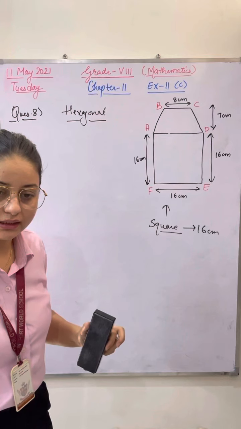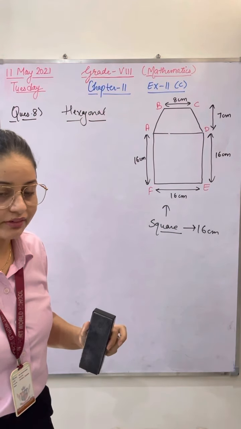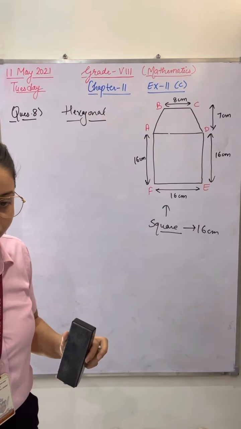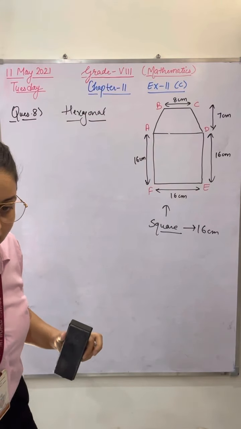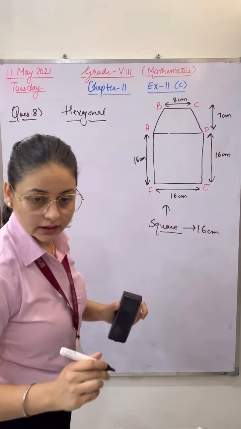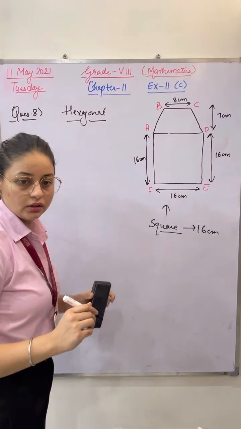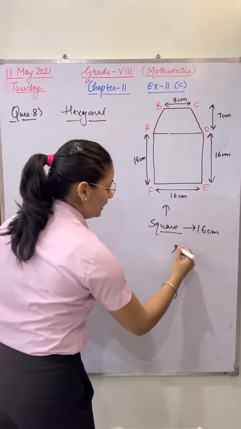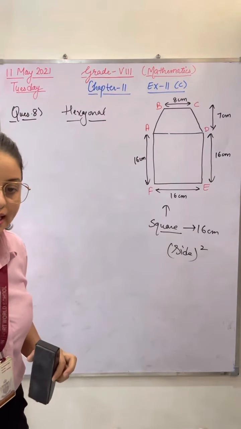Yes, quickly, very easy. Avika, no, 4 into side is wrong. Rakshit, right. Hardik Rana, right. Jaideep, right. Aniket, no. Angel, right. Abudya, right. Area of square is side square, or you can write side into side.